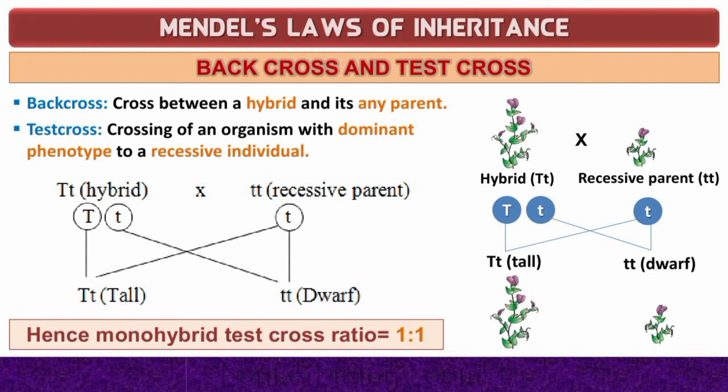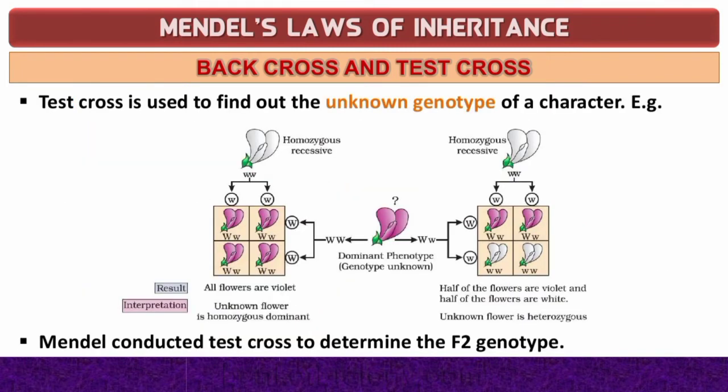Whereas test cross is crossing of an organism with dominant phenotype to a recessive individual. As you can see, the recessive individual was cross hybridized with the heterozygous tall hybrid. He got 1:1 for the test cross. Test cross is used to find out the unknown genotype of a character. For example, we have a homozygous recessive. When we fertilize it with the dominant phenotype, then all flowers will be violet.